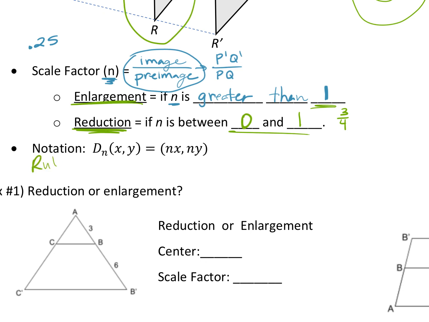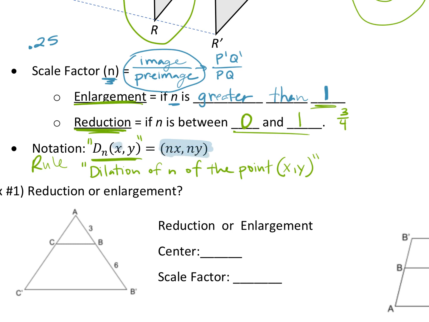And then here's the rule, right? The notation, the rule looks like this. So this means a dilation of n of the point xy. Okay? A dilation of n of the point xy is how you would say this. I'll explain in just a minute. Just write it down for now.